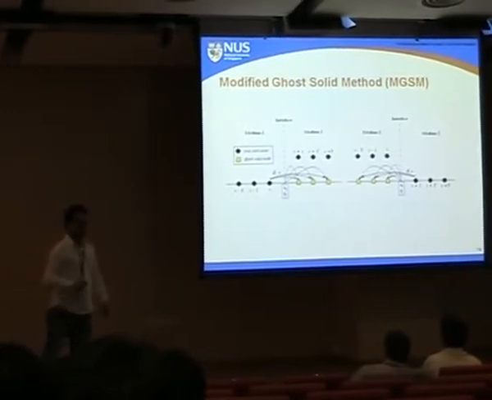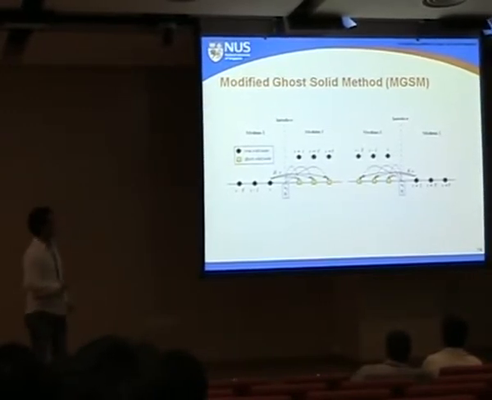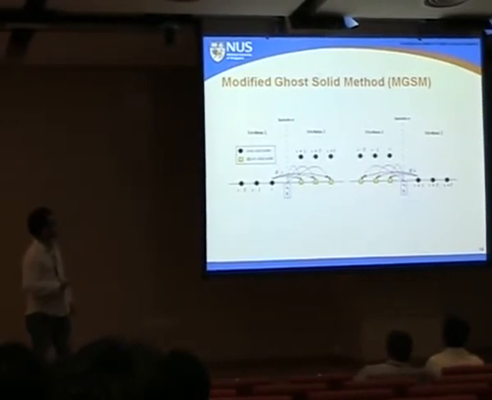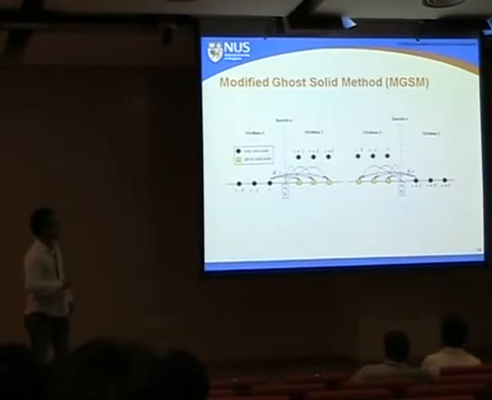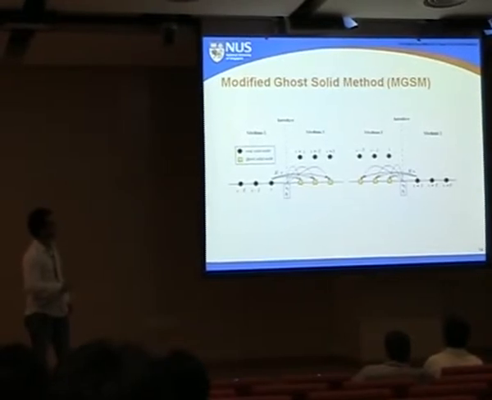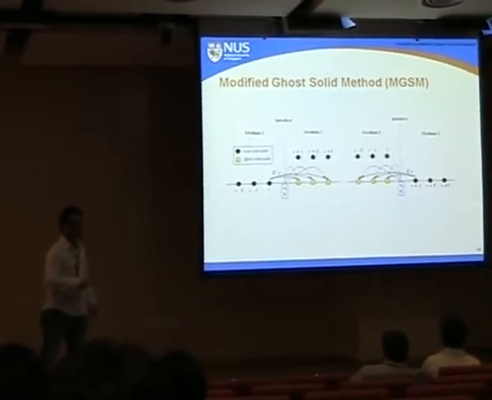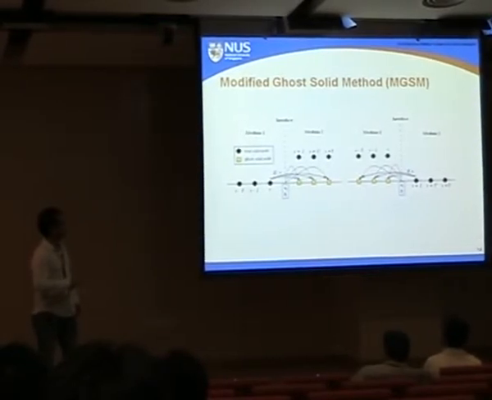The modified version is a little bit different. The material properties I copy to these ghost nodes, but instead of taking the velocity and pressure at these points and copying them to the ghost nodes, I copy from the interface. So whatever values of velocity and pressure I have from the interface, I copy to these ones. I do the same thing for the left ghost nodes.